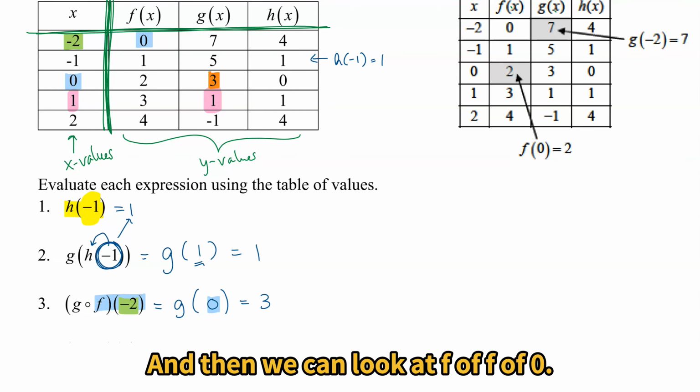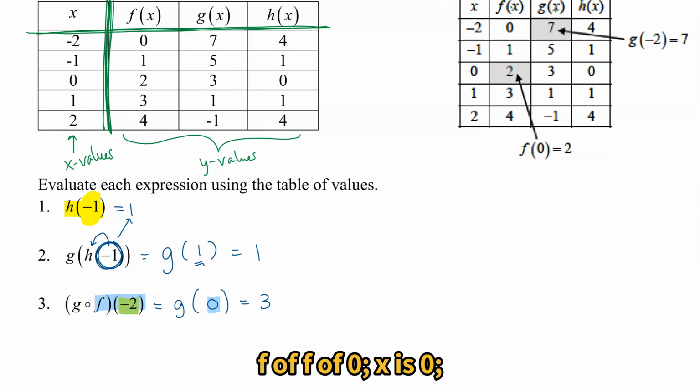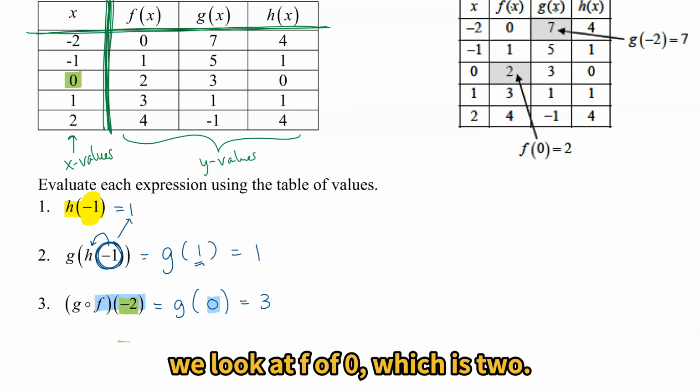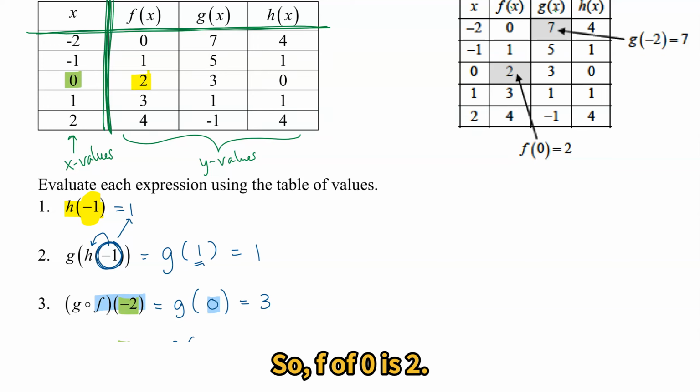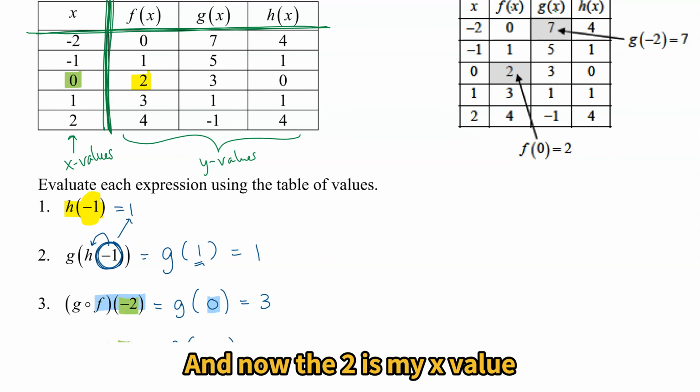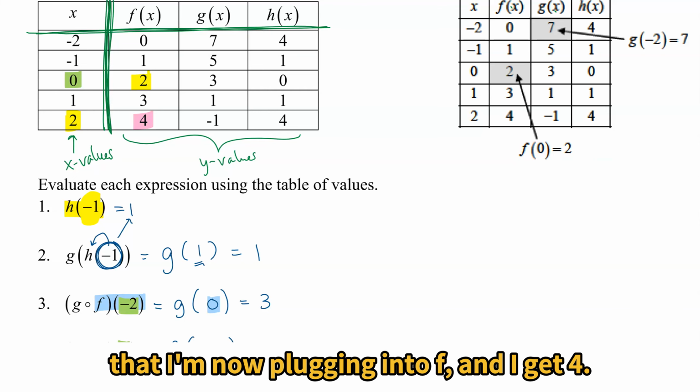And then we can look at f of 0. Clean up my table a little bit. f of 0, x is 0. We look at f of 0, which is 2. So f of 0 is 2. And now the 2 is my x value that I'm now plugging into f, and I get 4.